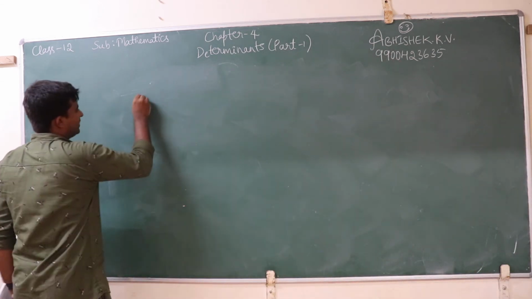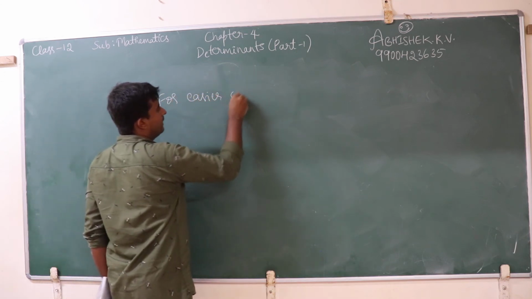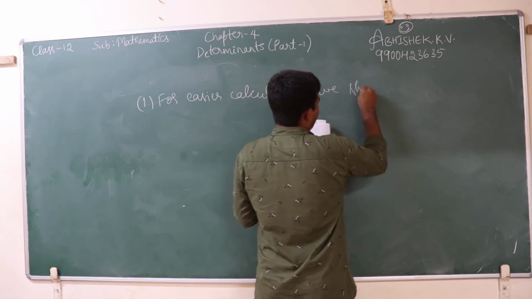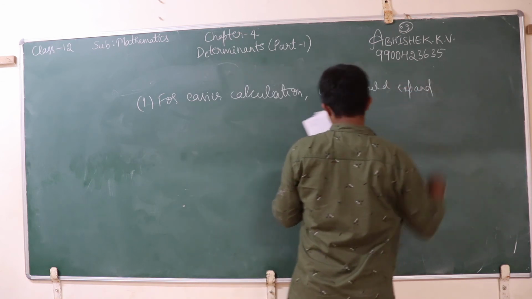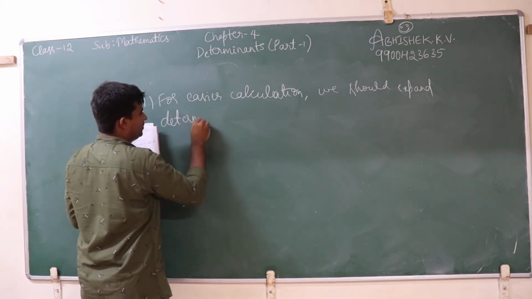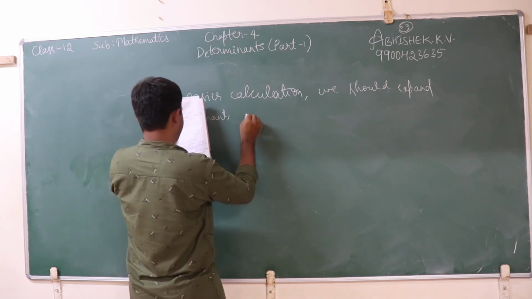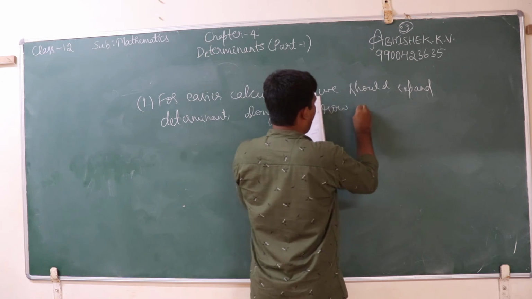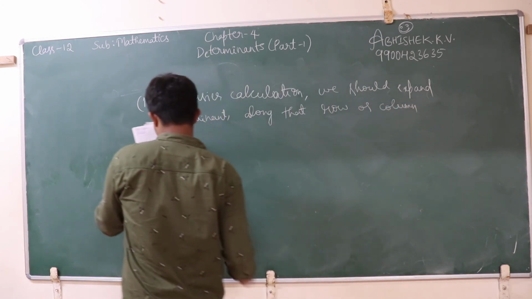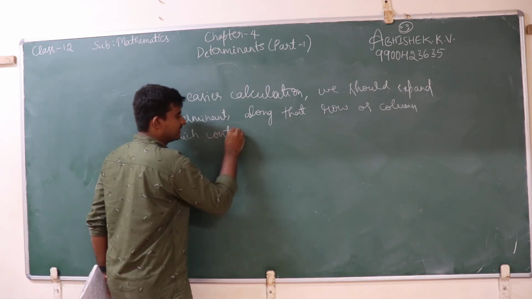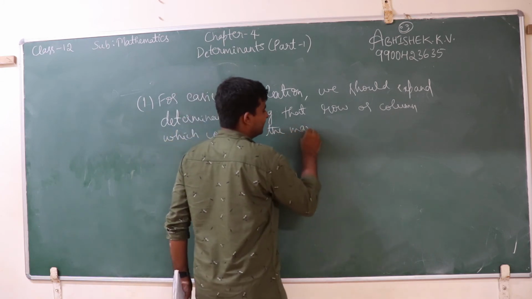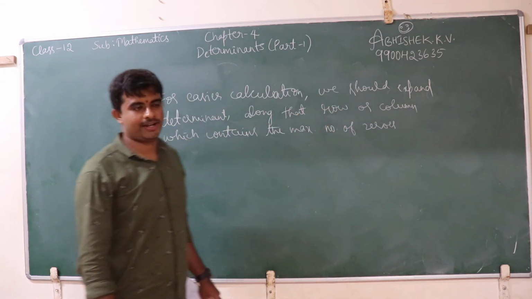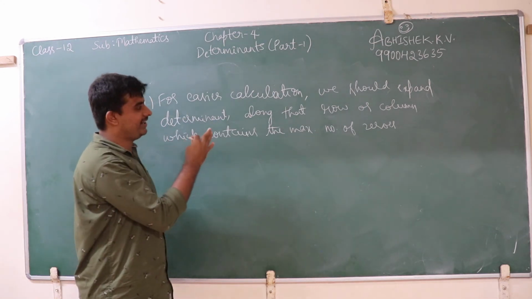See, this is the first note. For easier calculation, we should expand the determinant along that row or column which contains the maximum number of zeros.